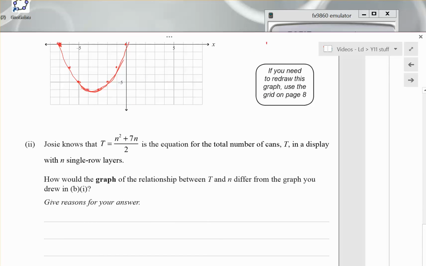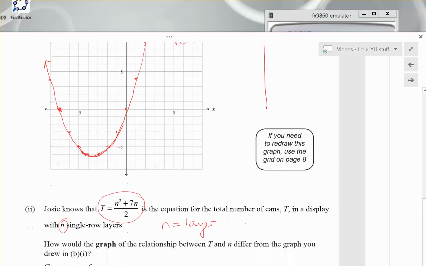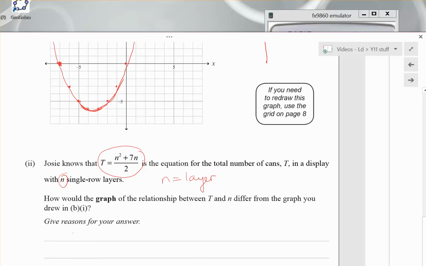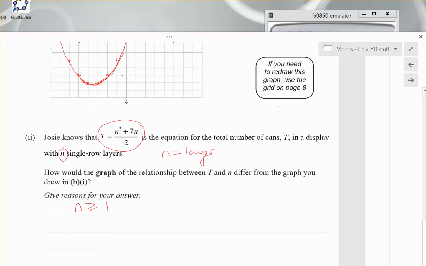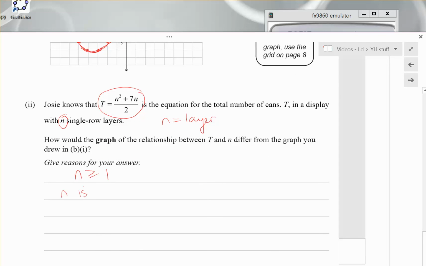Equation for the total number of cans T in a display with n single row layers. So n equals the layer again. How would the graph of the relationship between T and n differ from the graph you drew in B1? Well, once we start talking about a practical graph, we need to start thinking about the difference between that and the maths graph we've just drawn. Obviously, if n is the layer, then n is going to start greater than or equal to 1. And also, if n is the layer, then n is discrete, which means whole numbers.